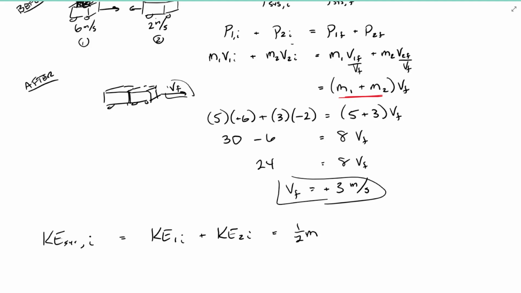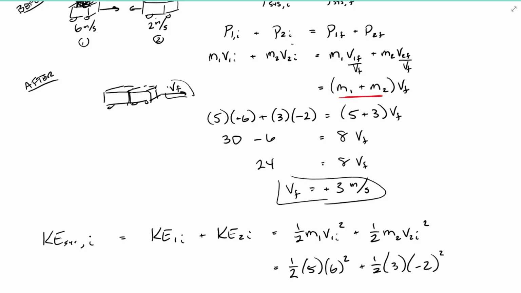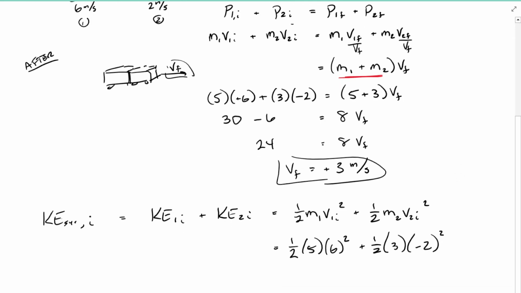1/2 m1 times v1 before squared, plus 1/2 m2 times v2 before squared, right? I can evaluate the total kinetic energy of our system just by adding up the two kinetic energies. 1/2 of 5 times 6 squared, plus 1/2 of 3 times -2 squared. Now remember, with energy, we don't worry about direction, and the only vector quantity is velocity. That -2 will get squared and become a positive value.